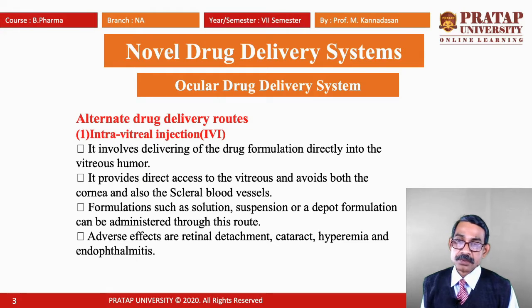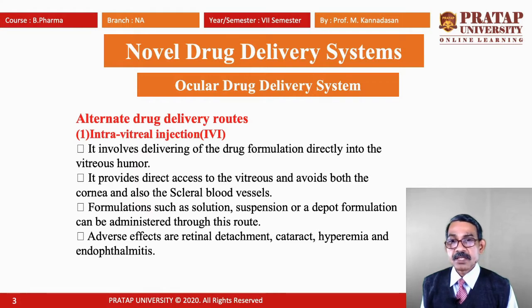Alternate drug delivery routes. Now we are coming to the other possible options for ophthalmic drug delivery by changing the route of administration, which is called alternate drug delivery routes. The first one is intravitreal injections, IVI. It involves delivering the drug formulation directly into the vitreous humor, the part of the eye. In the coming slides, we will show the different types of injections and where they are to be injected in the particular part of the eye. So, IVI involves delivering the drug formulation directly into the vitreous humor.